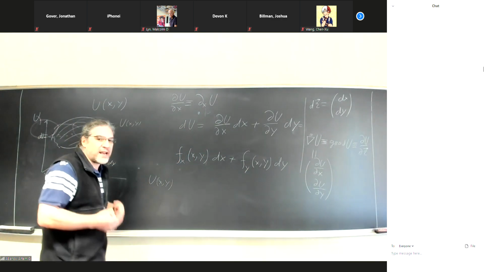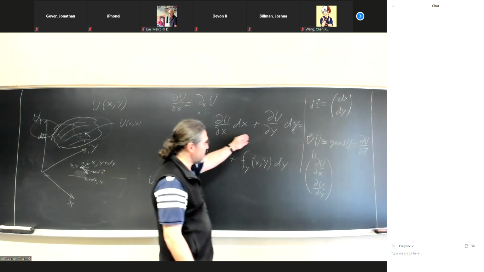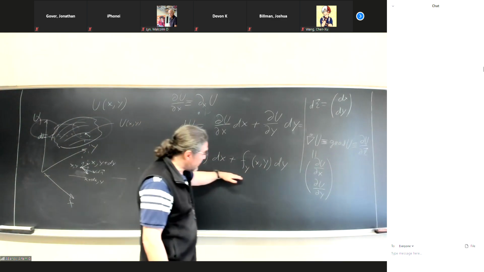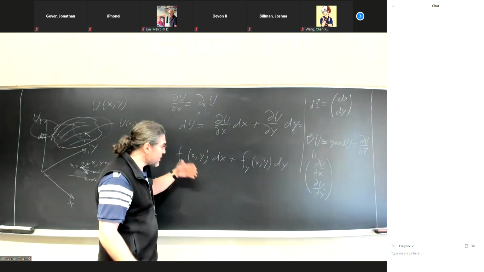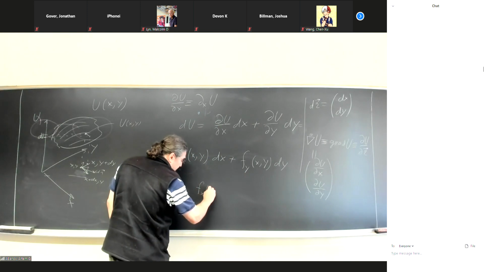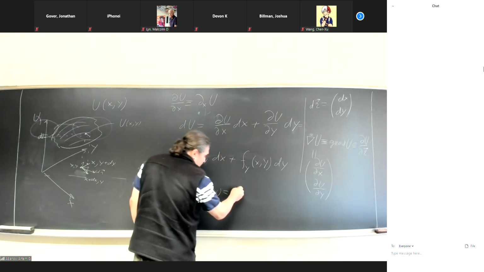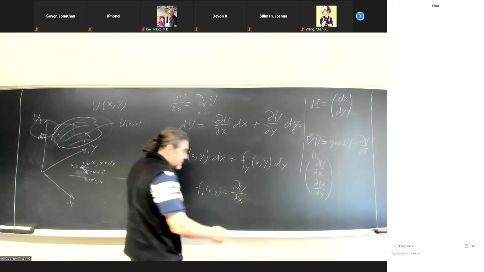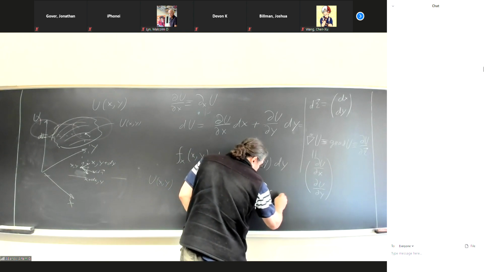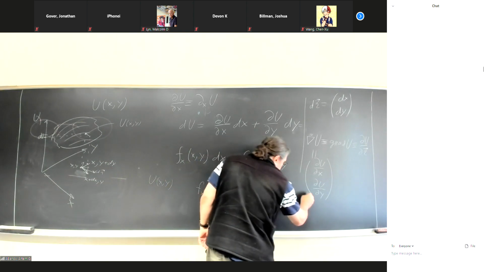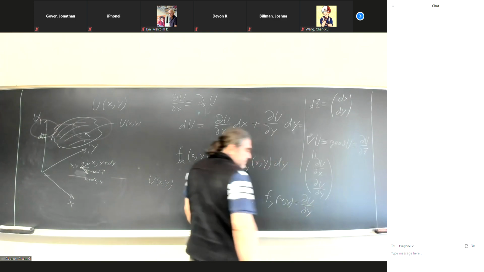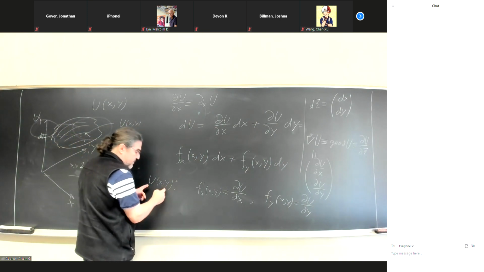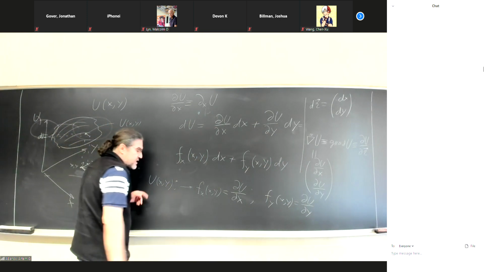Then we can actually write its full differential. Here, it's already written. Now, in order for that expression to be a full differential, we must have that fx of x and y equals du over dx, if such a function u exists. And fy of x and y equals du over dy. If this function exists, then this must be true.